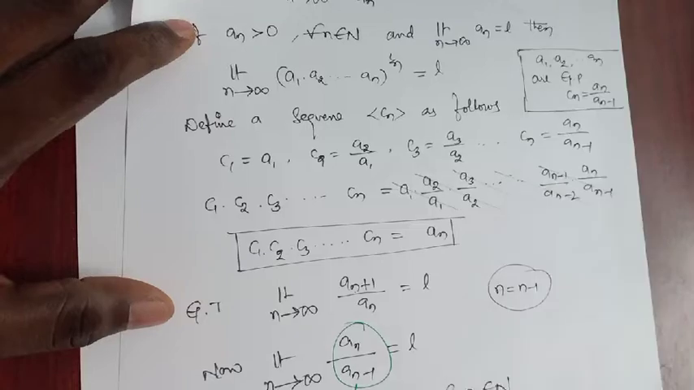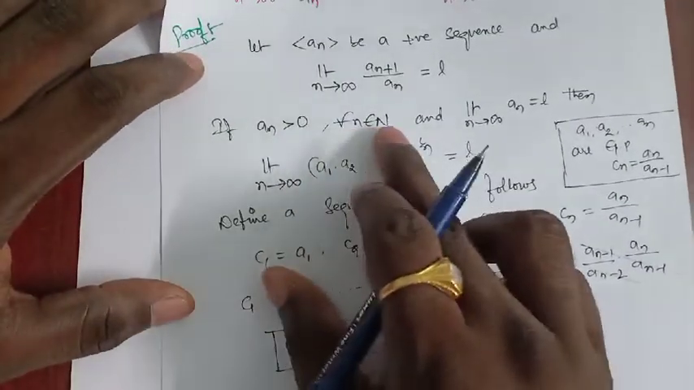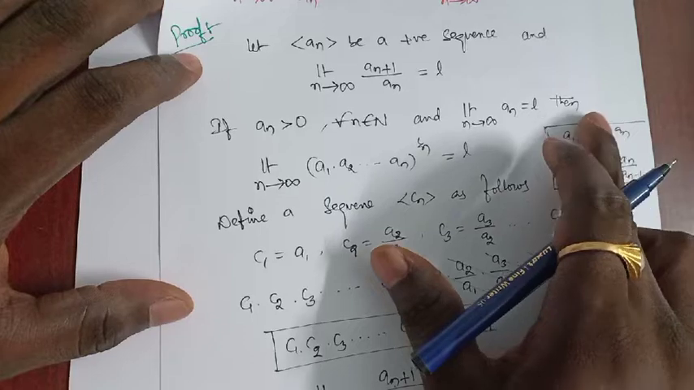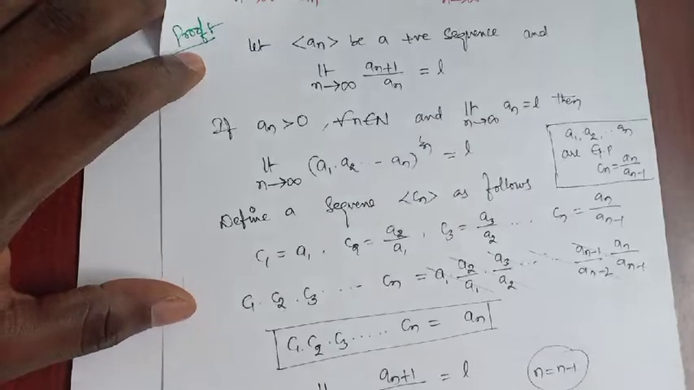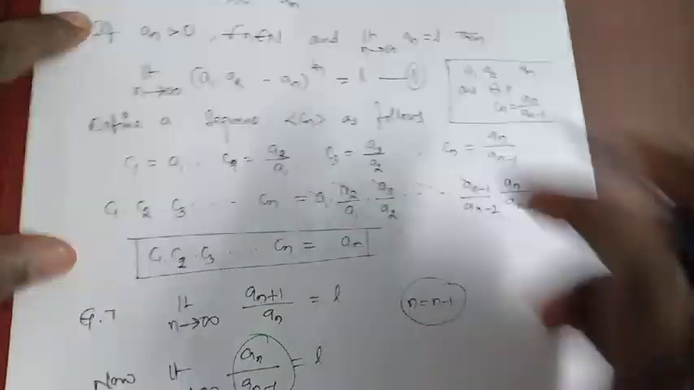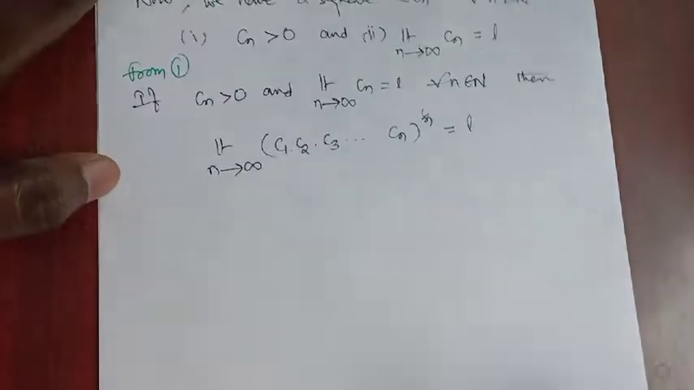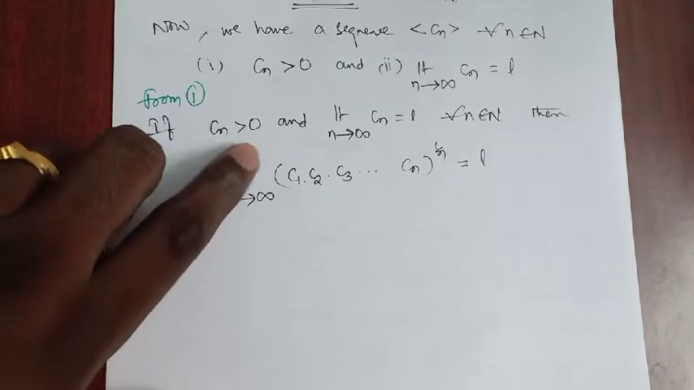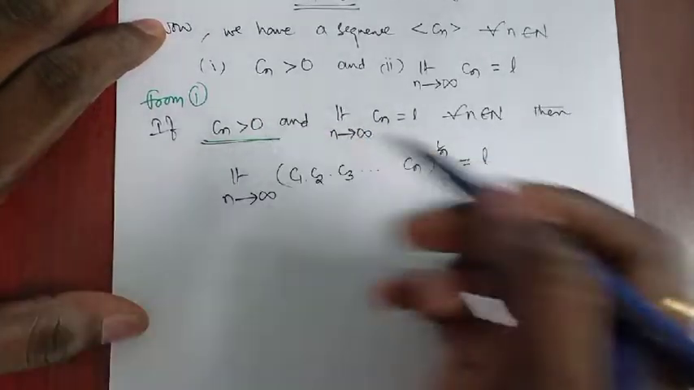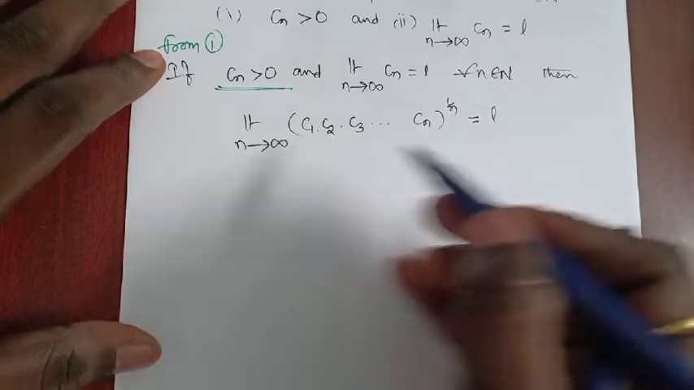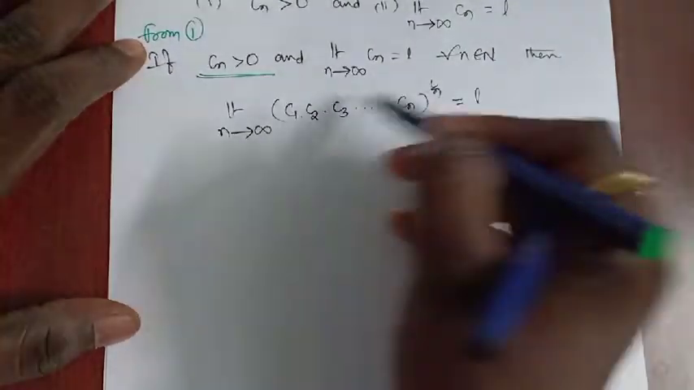Why? Because from the definition, if an is greater than 0 for all n belongs to N and limit n tends to infinity an equal to L, then limit n tends to infinity, the geometric mean of the sequence also approaches L. So clearly, in the same way, for the sequence Cn also, Cn is greater than 0 and limit n tends to infinity Cn is also equal to L for all n belongs to N. Then the geometric mean of the sequence also approaches L.